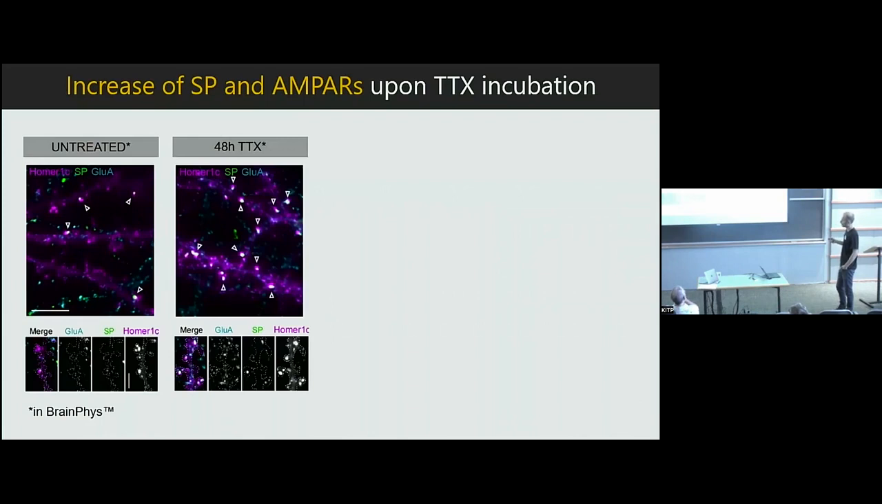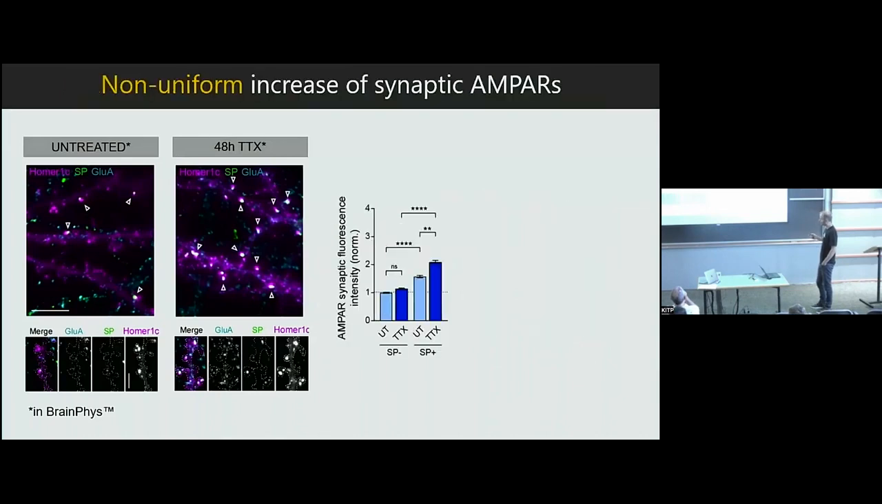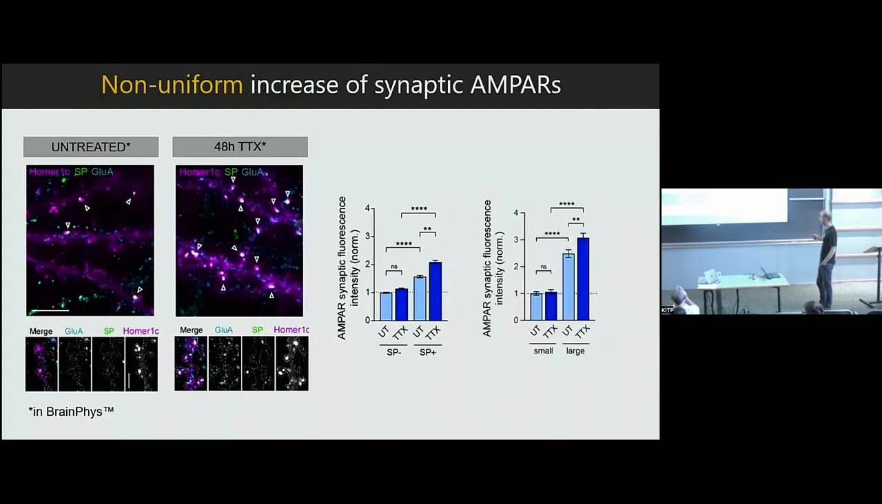And when you treat neurons with TTX for 48 hours, which is a classical paradigm to induce homeostatic plasticity, we have a large increase in the percentage of Synaptopodin positive synapses, together with an increase in the average synapse size and an increase in the average AMPA receptor synaptic content. When taking a closer look, what we found is that the increase in AMPA receptor synaptic content was larger for Synaptopodin positive and large synapses than for Synaptopodin negative and small synapses, suggesting that the large, Synaptopodin positive synapses contribute more and respond better to the activity deprivation protocol.